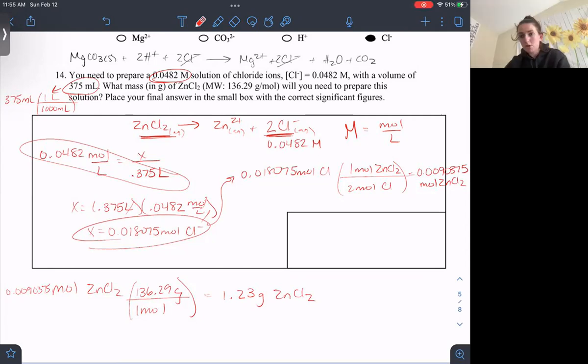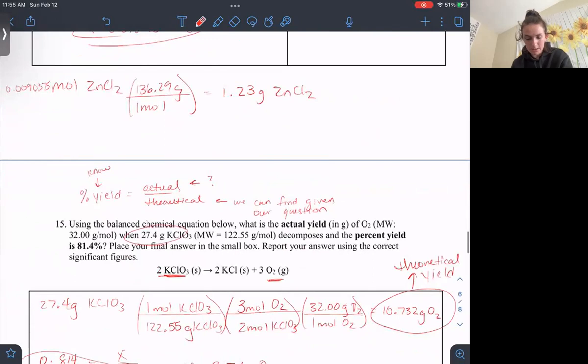Yep. So if you have something like 1000, this technically is only one significant figure. So if we start off with 1,000 molar, then we would just round this to 1 gram. But if we're given 1,000 with a decimal point, now we have 4 significant figures, and so this would turn into 1.232 grams.